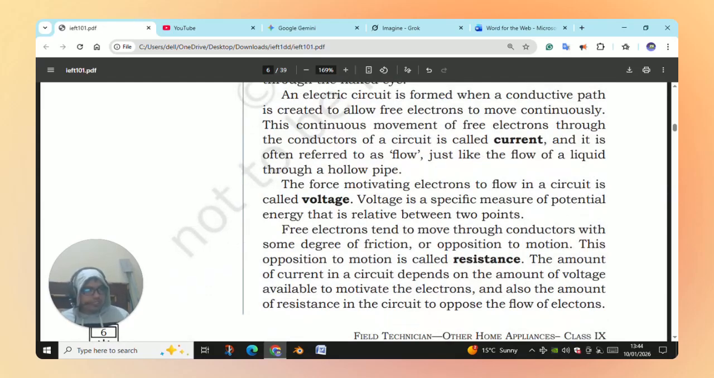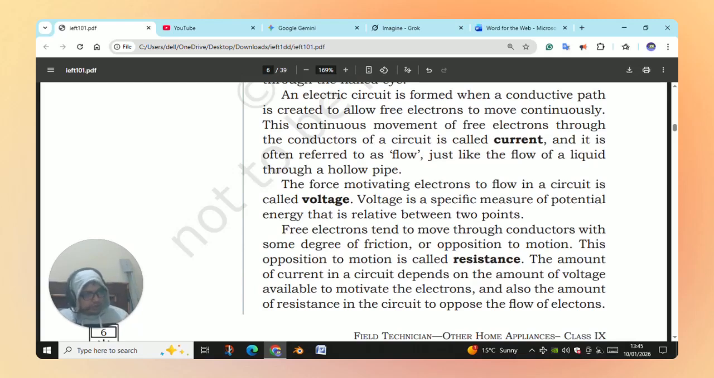the force motivating electrons to flow in a circuit is called voltage. Voltage is a specific measure of potential energy that is relative between 2 points. Free electrons tend to move through conductors with some degree of friction or opposition to motion. This opposition to motion is called resistance.